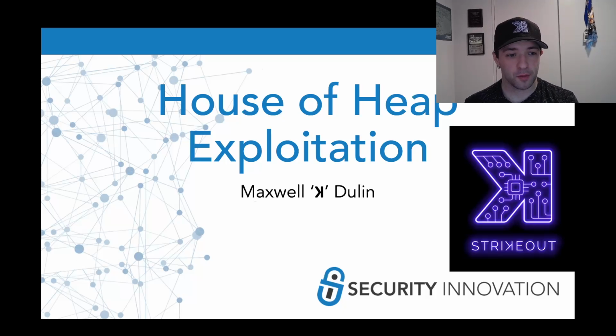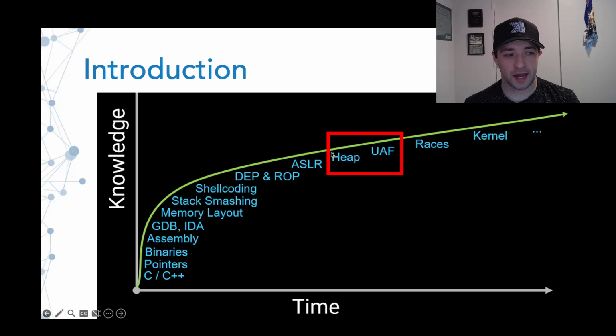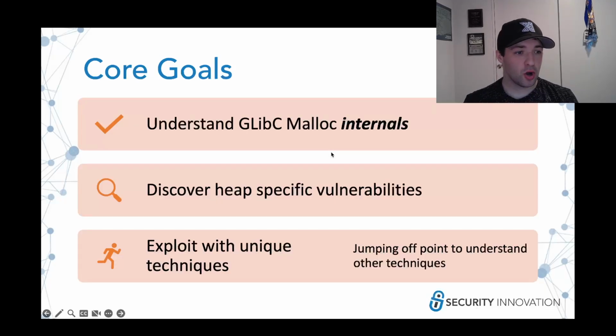So in this course, we're going to go through this in kind of a different way. Most of the time, you'd be learning all about the techniques, but here we're going to go through the glibc malloc internals first. We're going to talk about chunks, we're going to talk about bins, we're going to talk about the ordering of malloc and all of that good stuff.